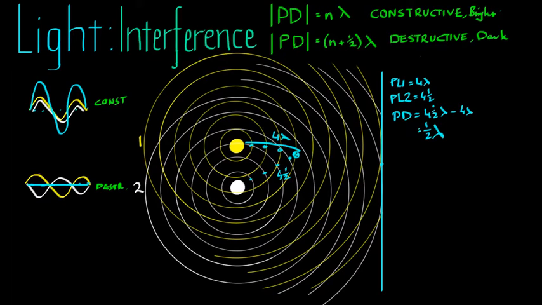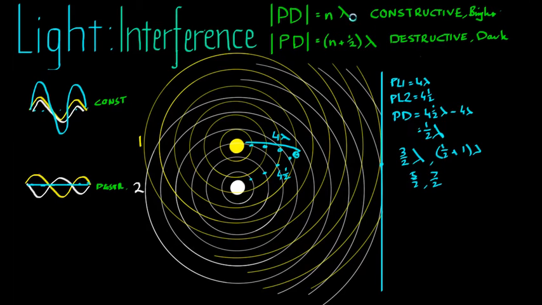If it's a half wavelength difference, it means yellow looks like this: 1, 2, 3, 4, and white looks like this: 1, 2, 3, 4. So it looks like this over here. It's half a wavelength out of phase, and that's when we get destructive interference. We'll also see this when it becomes 3 on 2 wavelengths out of phase, which is a half plus 1 wavelength, or 5 on 2, or 7 on 2. So that explains this formula here.